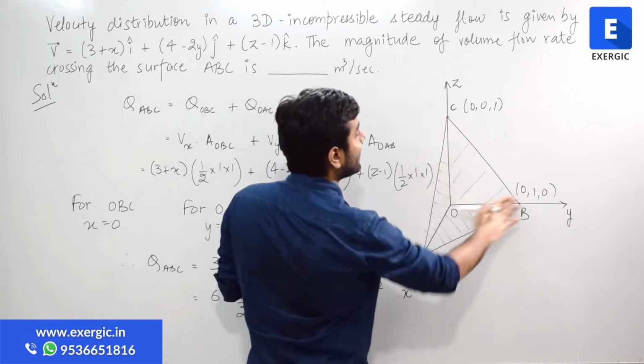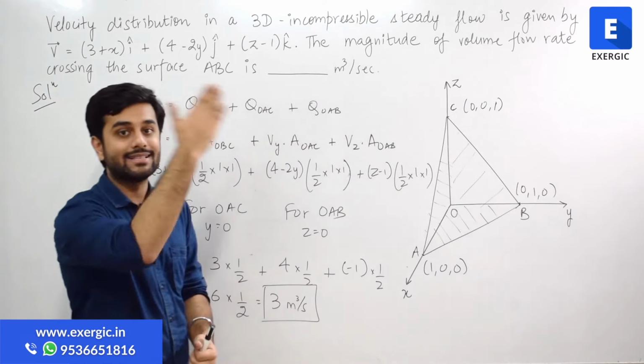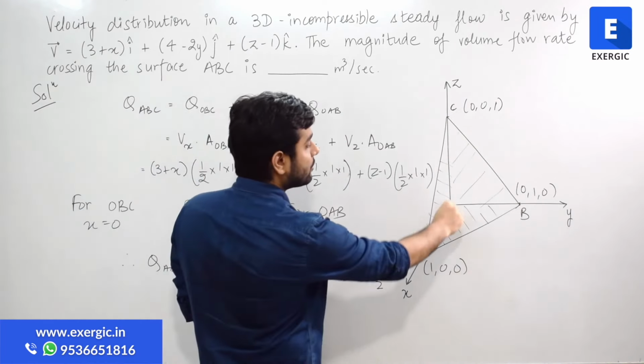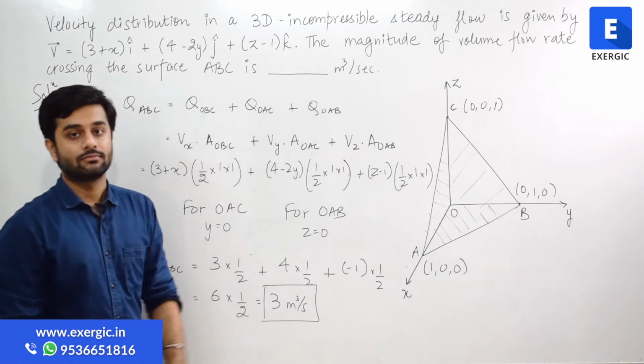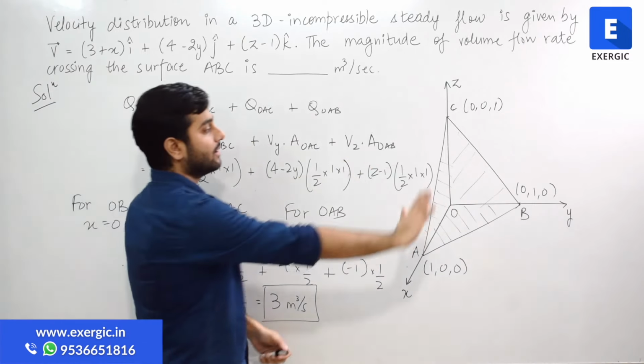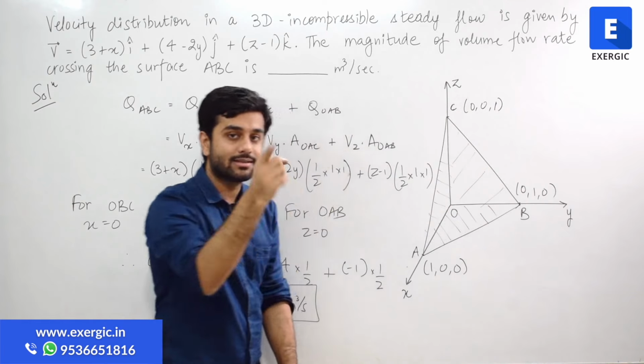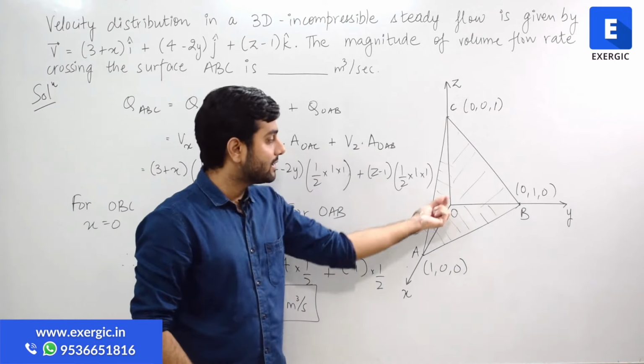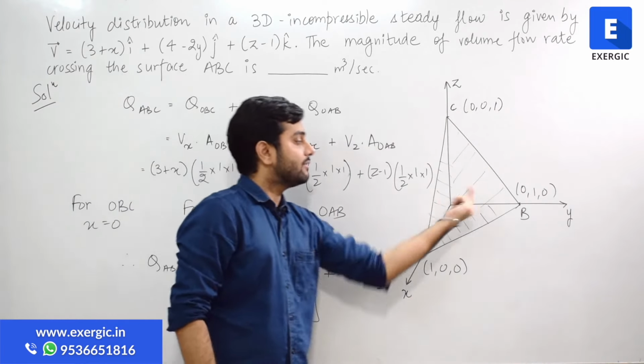This plane is YZ plane, right? YZ plane is lying at x is equal to 0. Look at the diagram. YZ plane. For YZ plane, x is 0. For XY plane, z is 0. For XZ plane, y is 0.